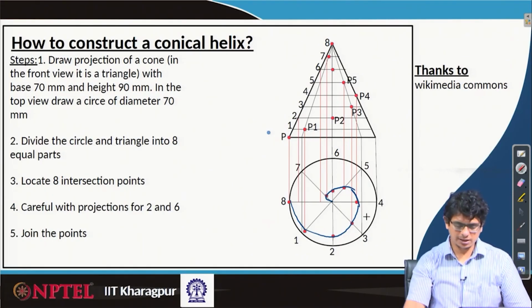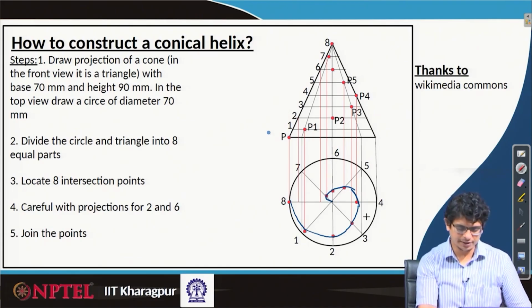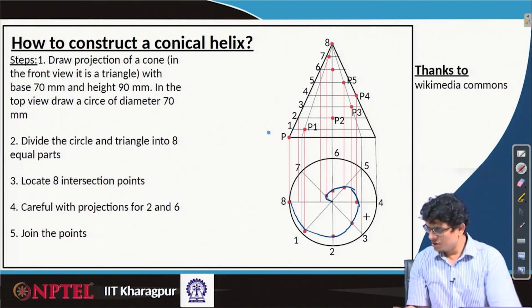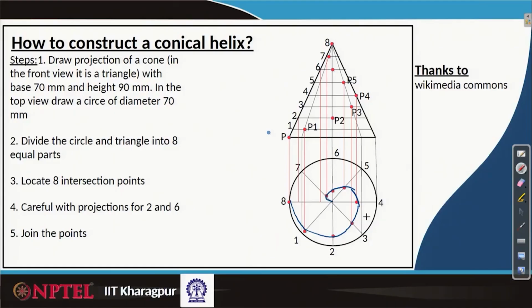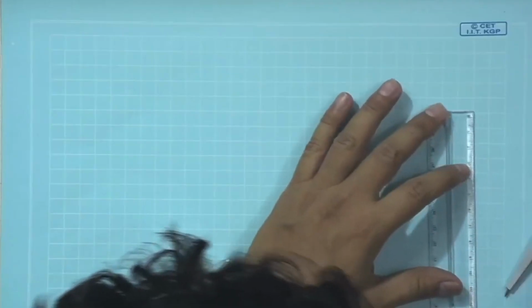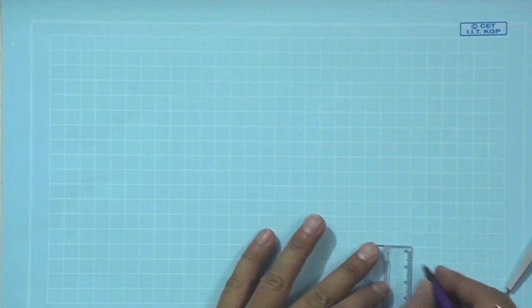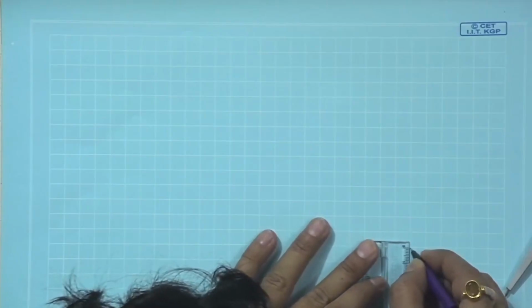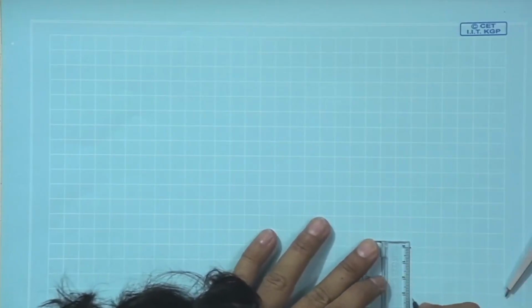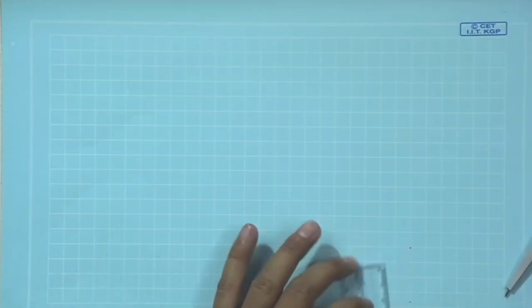Let us do these steps on a graph sheet. First we have to construct a circle of diameter 70 mm. So locate a point of 35 mm, 0, 35 mm.